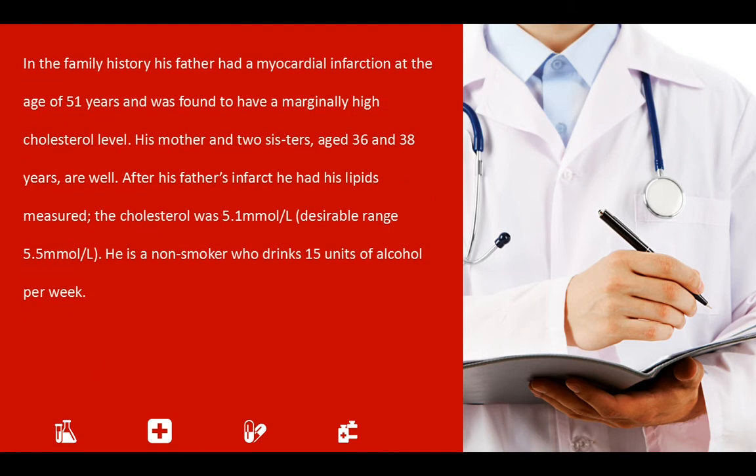In the family history, his father had a myocardial infarction at the age of 51 years and was found to have a marginally high cholesterol level. His mother and 2 sisters, aged 36 and 38 years, are well. After his father's infarct, he had his lipids measured. The cholesterol was 5.1 mmol per liter, the desirable range being up to 5.5 mmol per liter. He is a non-smoker who drinks 15 units of alcohol per week.